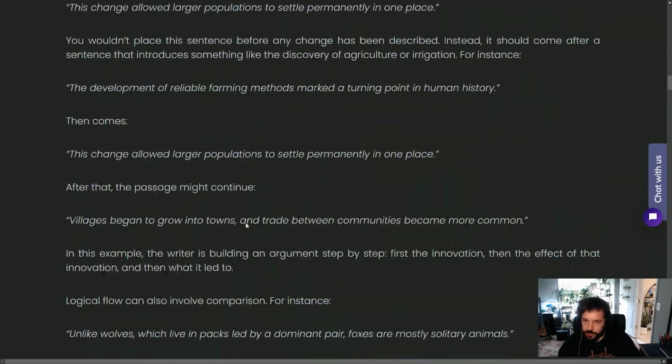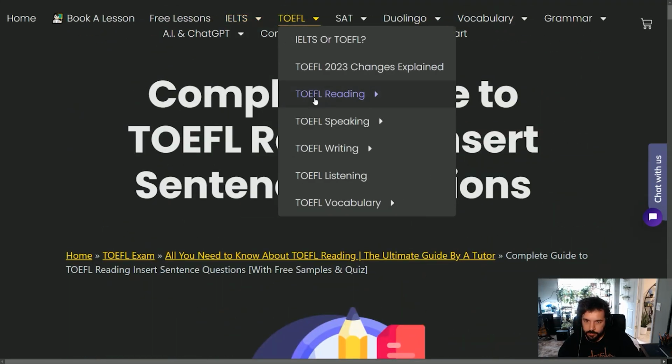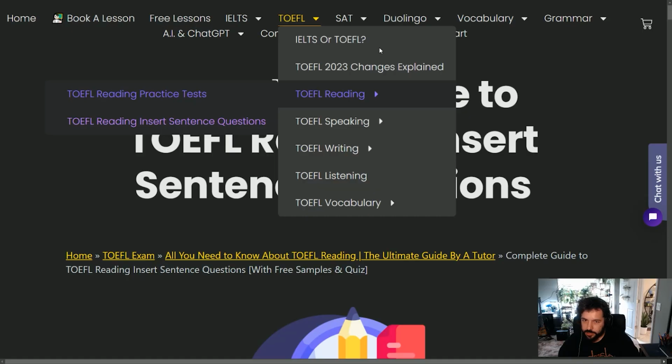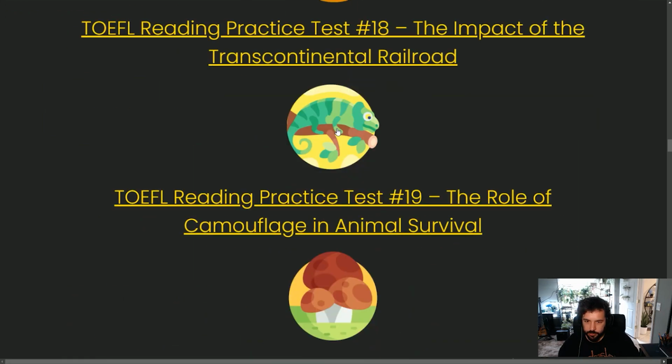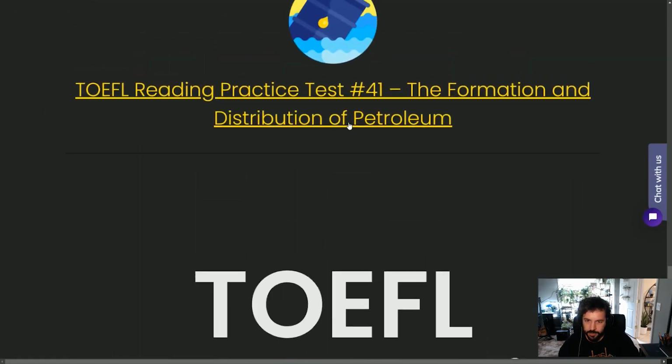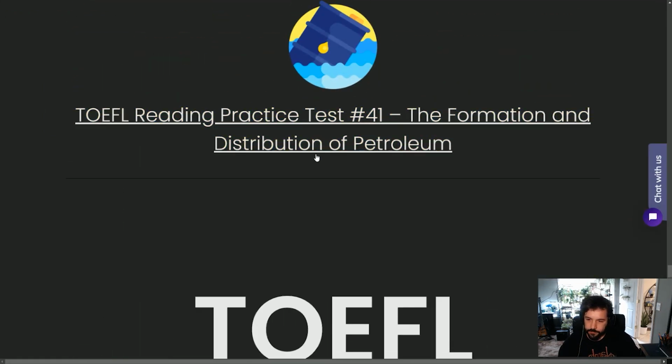Correct. So let me scroll up, go to TOEFL, reading, and practice test. I'm going to go back to the one that we were doing, number 41. Okay, let's see.